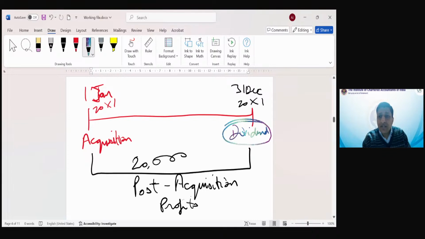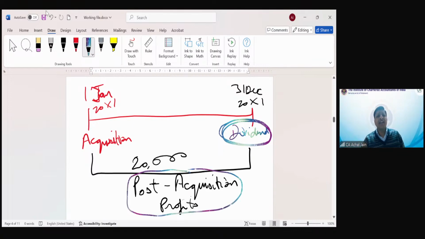Okay, so this is the date when the dividend is distributed. Now any dividend which is paid out of post acquisition profits. Can we say this dividend is paid out of post acquisition profits or not? Yes. So any dividend which is paid out of post acquisition profits will go to the P&L of the holding company.